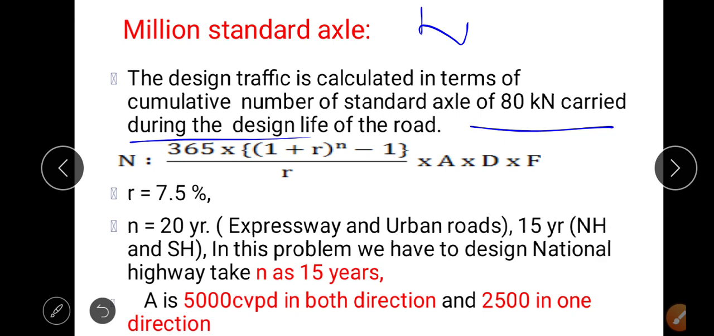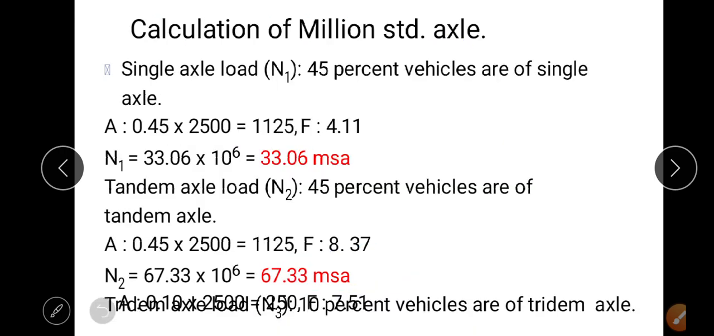Expressway and urban roads 15 years. National highway and state highway. In this problem we have to design a national highway, taken n as 15 years because it is given in the problem statement. Am I right? A is 5000 CVPD we have calculated in both directions, and 2500 in one direction, because for both directions 5000. Therefore for each direction it is half of it, 2500.